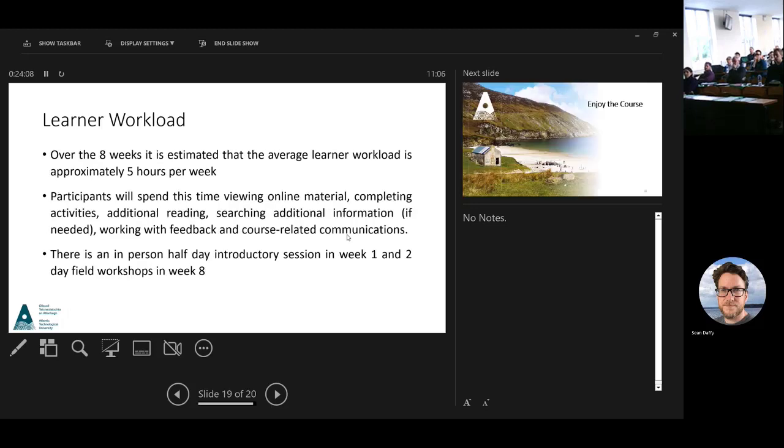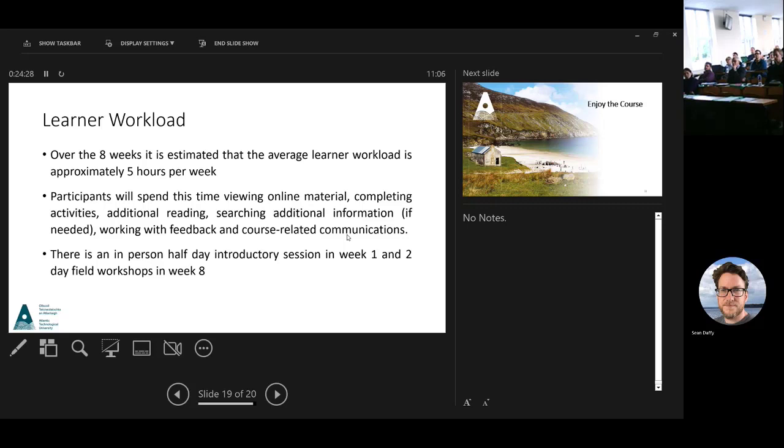The learner workload: we've tried to estimate this for you because we know you're all working full-time, but this is a pilot program. This is our estimation at the moment of the current workload and what we're aiming for. So over the 8 weeks, we're estimating approximately 5 hours per week. Some weeks might be slightly heavier than others, but it'll work out around 5 hours.